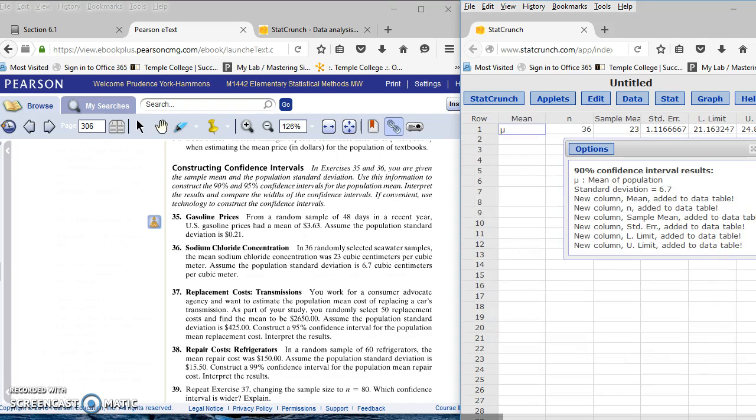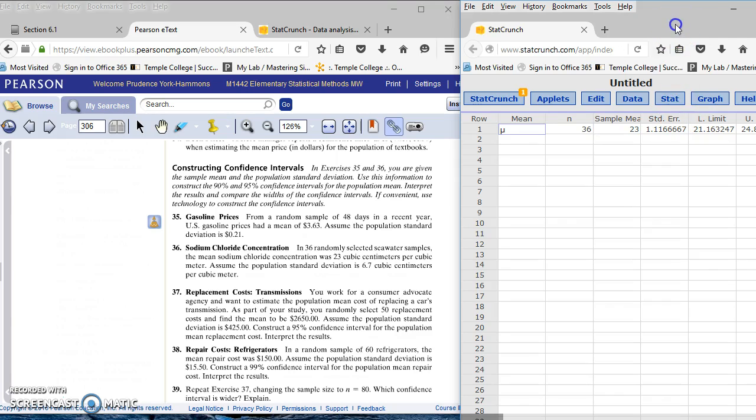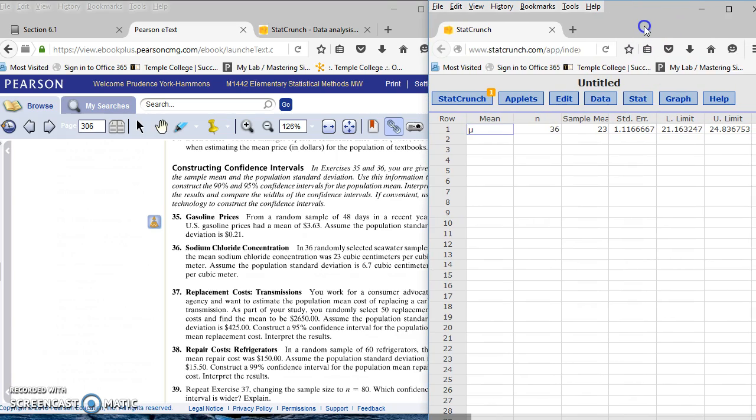Then I'm going to close that out. Get this over a little bit so you can see the lower limit. So the lower limit's 21.16 and the upper limit is 24.84 if you round it to 2 decimal places. So what that means is that I am 90% confident that the true population mean is between 21.16 and 24.84.